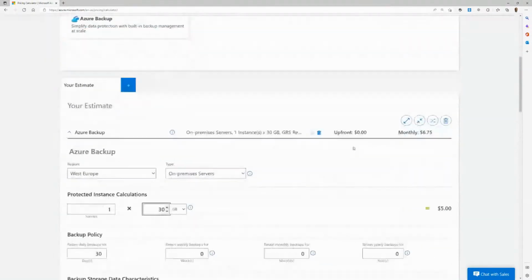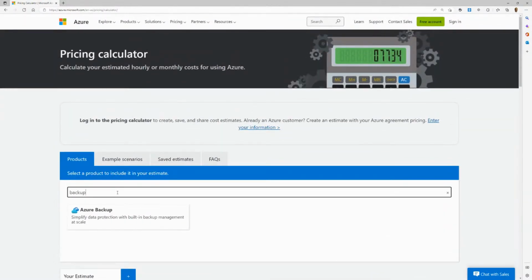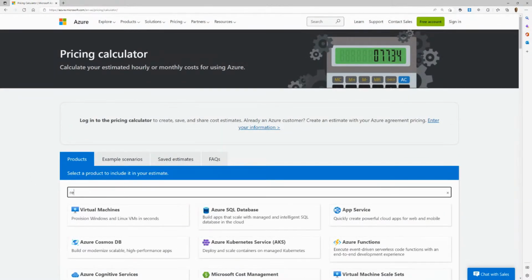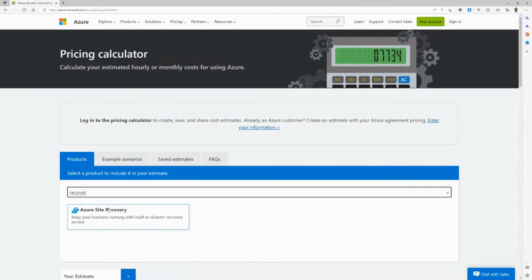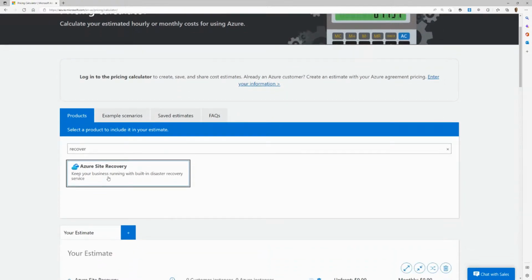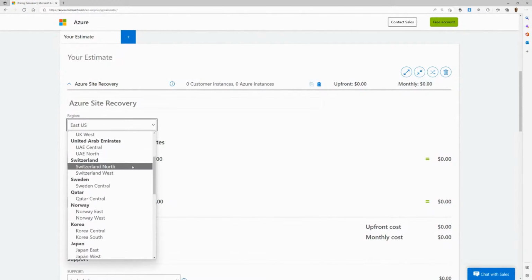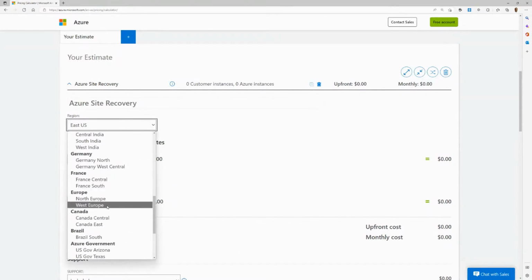When we switch to an alternate service, let's say, okay, what about Site Recovery? Recovery doesn't mean recovery of data. It means this is the replication of virtual machines to Azure to ensure that the virtual machine can be switched over to this Microsoft data center.